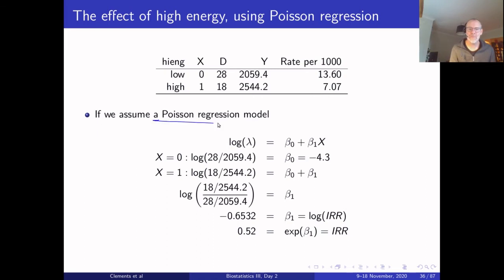If we assume a Poisson regression model, then we have that the log of the rate is equal to beta naught plus beta 1 times x. And when x is equal to 0, then we have that beta naught is equal to minus 4.3. And if x is equal to 1, then we have beta naught plus beta 1. So that means beta 1 is equal to the log of these values, which is equal to minus 0.653. Conversely, if we exponentiate this, then we get back to the exponential of beta 1, which is the incidence rate ratio of 0.52.